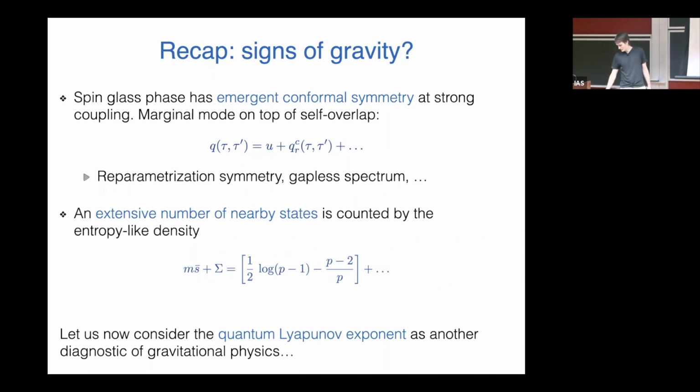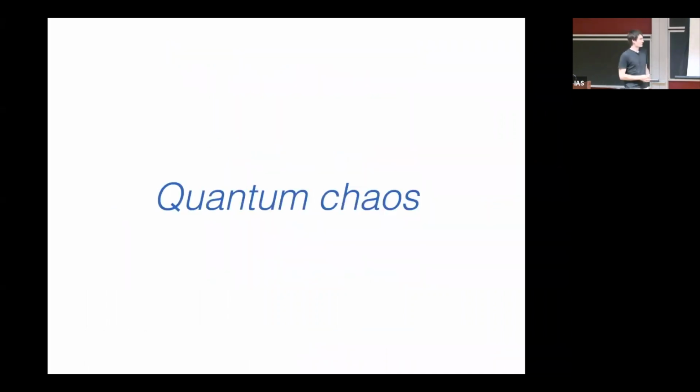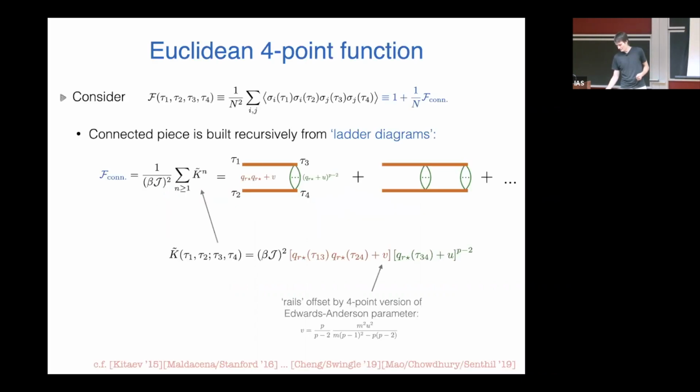Okay, so let me get to this thing about 4-point functions as another quantity that we would like to understand in this phase, to see in what sense this might have a gravitational description or not. So what you have to do is the out of time order 4-point function. A starting point is the Euclidean 4-point function. It has some disconnected contribution, and we'll be interested in the connected piece, the 1/n term.